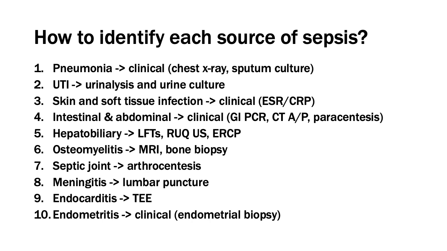For the intestines, it is once again clinical. Useful tests to get would be a GI PCR and possibly a CT abdomen and pelvis. To test for an abdominal infection, such as SBP, you will test ascitic fluid with a paracentesis before starting antibiotics. If the fluid analysis shows greater than 250 PMNs, then you have SBP.